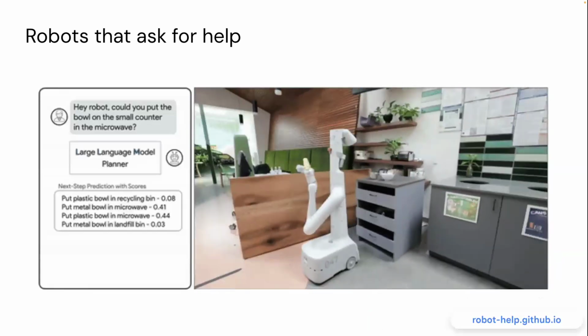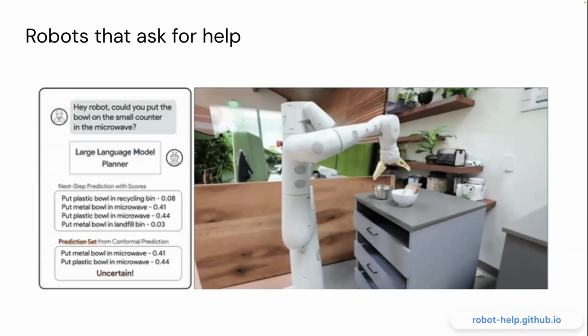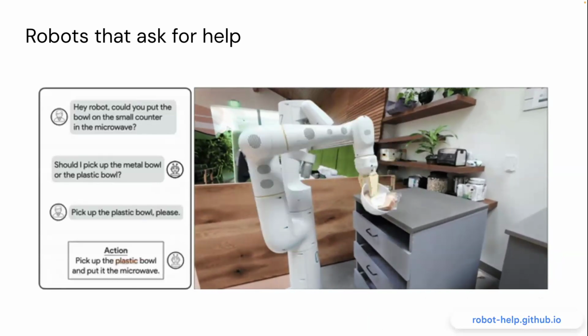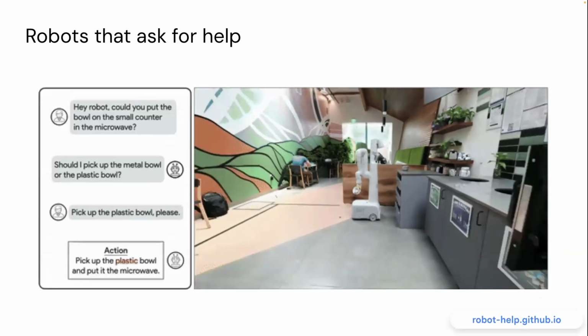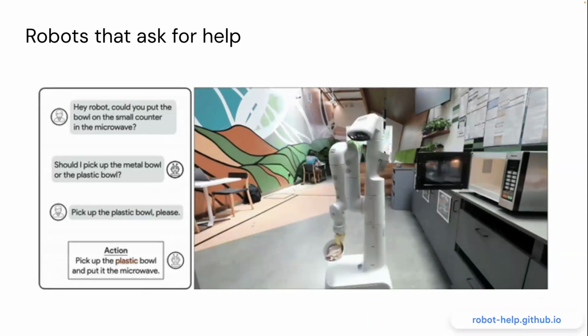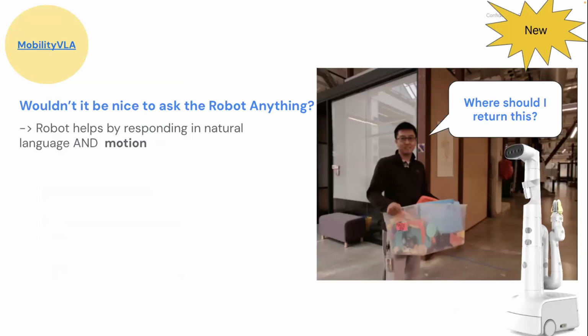If you ask the robot, "Hey, can you bring me a ball?" in this case, there's a plastic and a metal ball, and it decides to ask the human what to do. And then the human can respond, "Oh, I want you to do the plastic ball." And in this case, it's the right thing to do, especially because it's going to put it on the microwave. So that's an example of how you integrate human feedback into these planners.